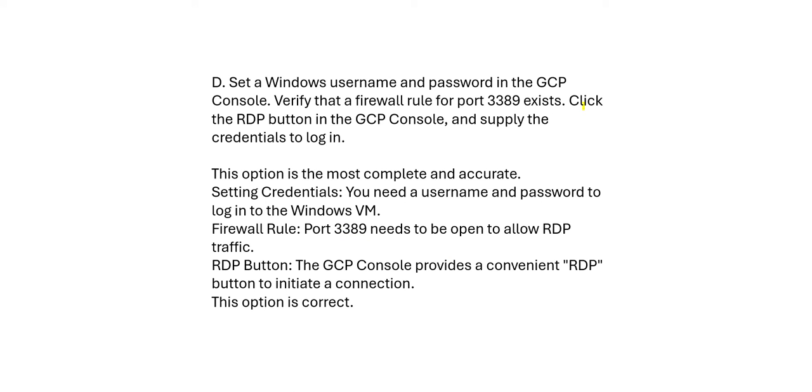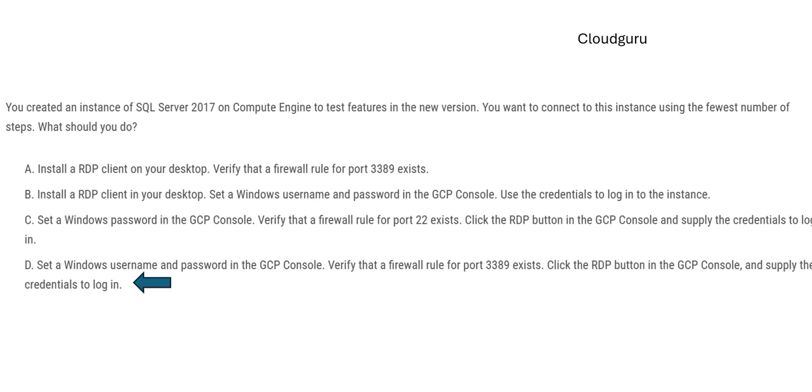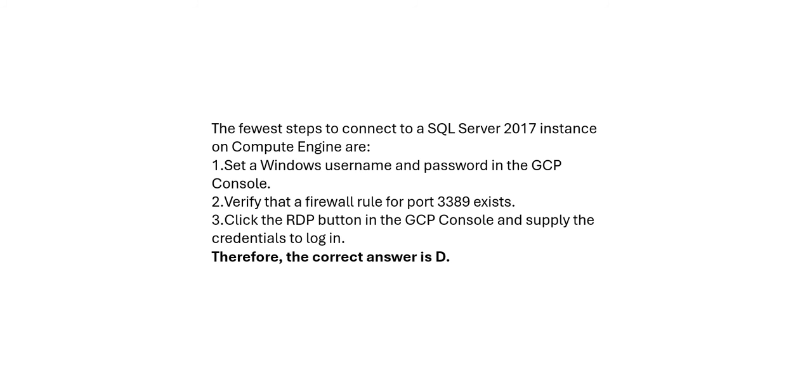D is correct. Why? They have given the username and password, perfect. They have created the firewall rule also, perfect. On which port? On the right port. 3389 is the right port. That is why this is perfect. This is our right answer, option D. This uses the fewest steps because you set up the username and password, create a firewall rule on 3389, and then click the RDP console and supply the credentials. So this is the minimum number of steps.